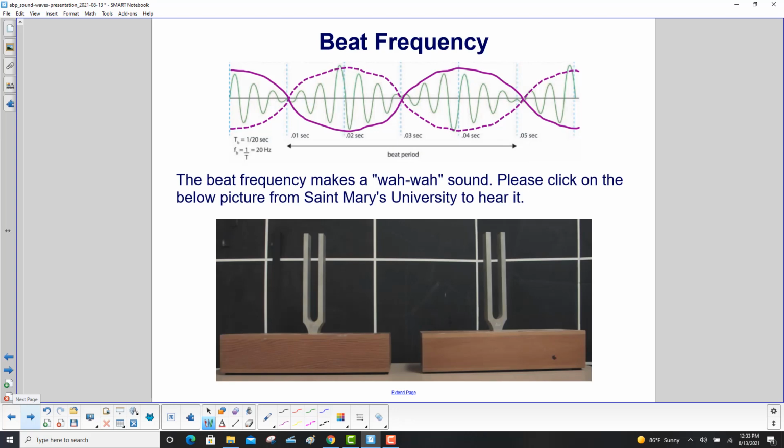But what is this beat frequency? You can see that the waves oscillate, right? They get very loud, then they get soft, then they get loud again. What does that sound like? Well, it sounds like wah-wah. Now, that perhaps is not a great description of it, but click on the below picture from St. Mary's University to hear it. You've got different frequencies coming out of these tuning forks that are very close to each other. And the interference pattern, hopefully you'll hear it, and it sounds like wah-wah.